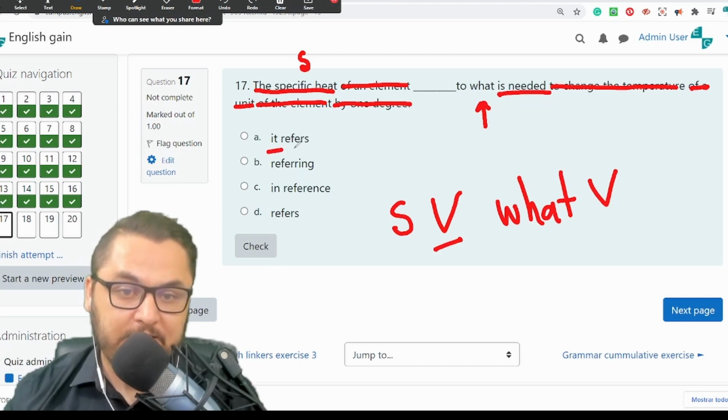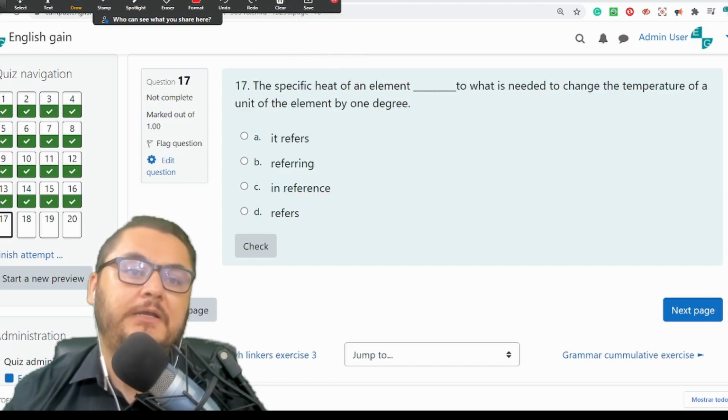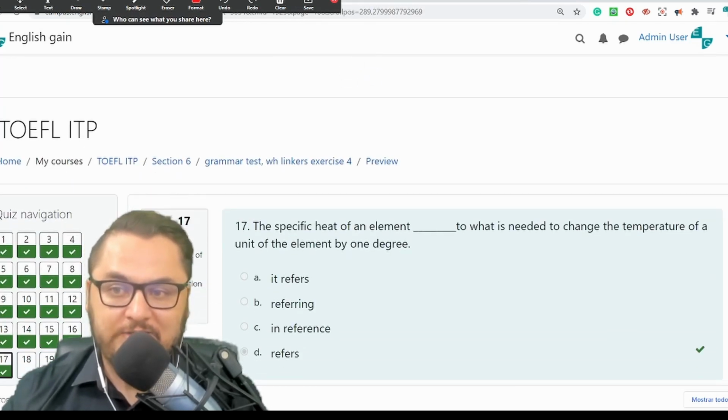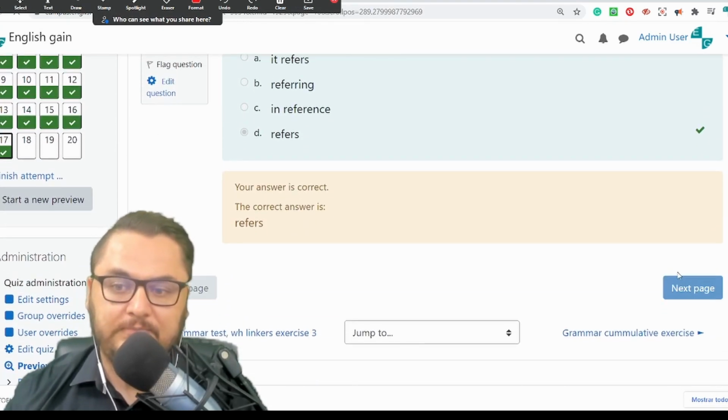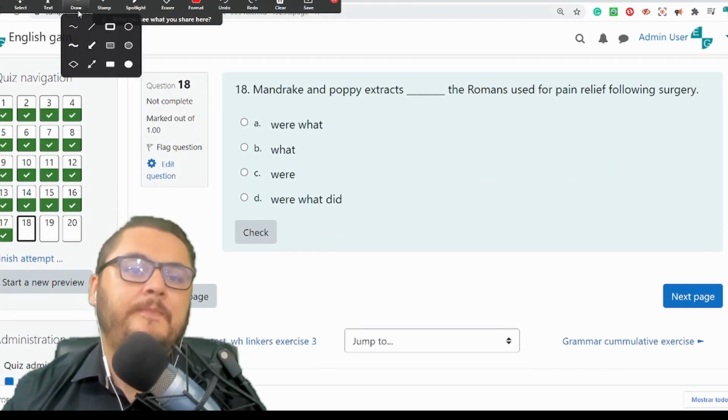This is a subject and a verb. This is an adjective. This is a preposition. This is the verb I might be looking for. Refers is the only verb I have there. So that is my answer. Then we go back here.